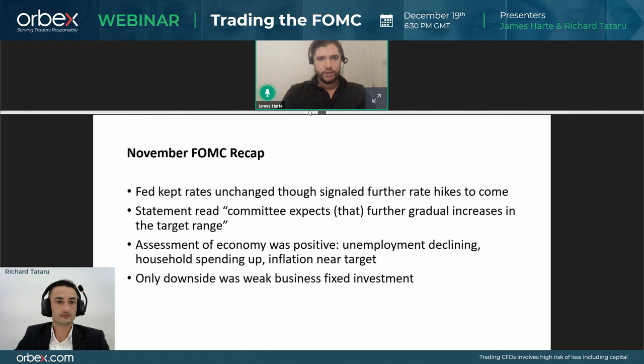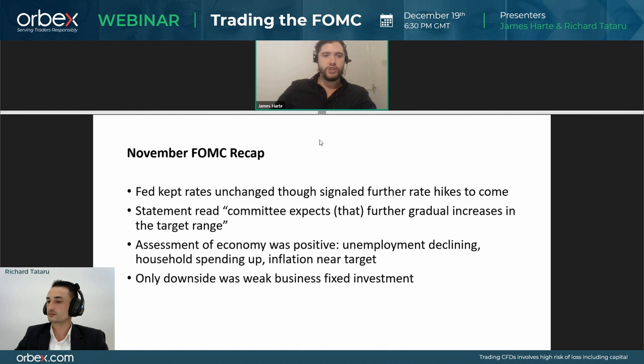Obviously, the Fed kept rates unchanged, having previously hiked rates three times over 2018. Now, this wasn't a disappointing outcome for the market because the statement issued alongside the decision gave a good indication that further hikes are to be expected. And specifically, the statement read, "The committee expects that further gradual increases in the target range for the federal funds rate will be consistent with sustained expansion of economic activity, strong labour market conditions, and inflation near the committee's symmetric 2% objective over the medium term."